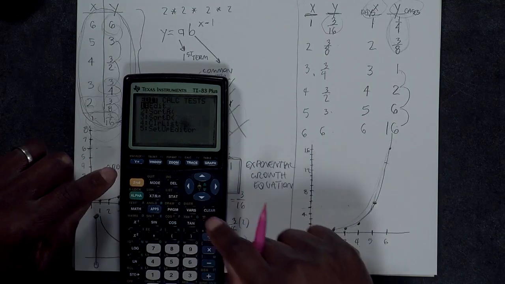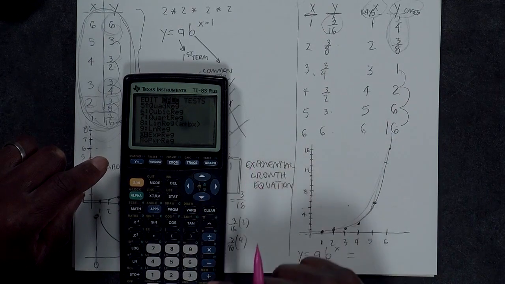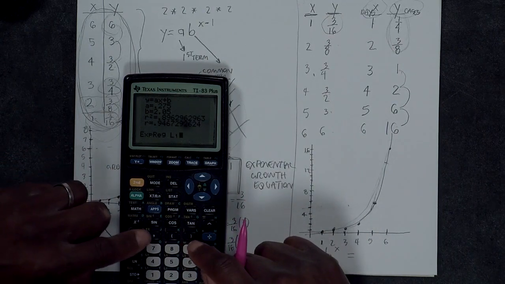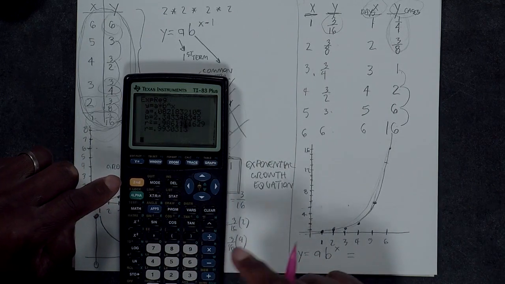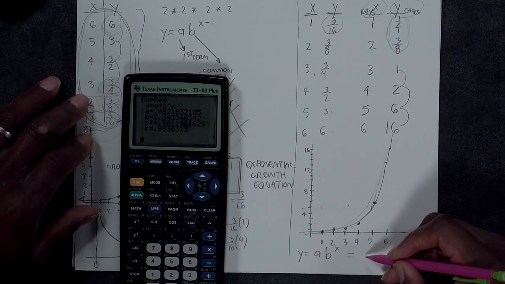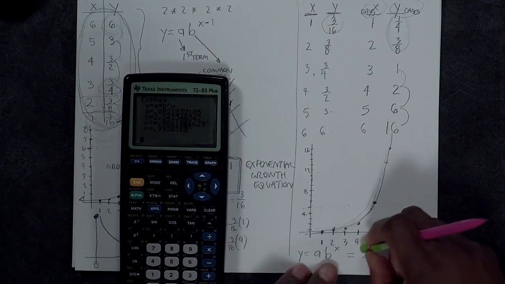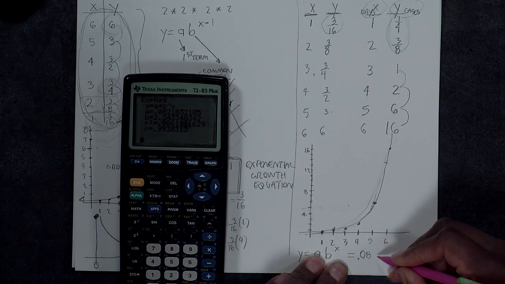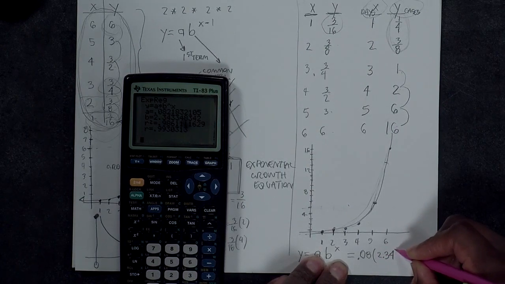Let's try it again. All right. Go to exponential regression. We go to list 1. I also had data in list 3. And we end up with an equation of 0.08 times 2.34 raised to the x power.